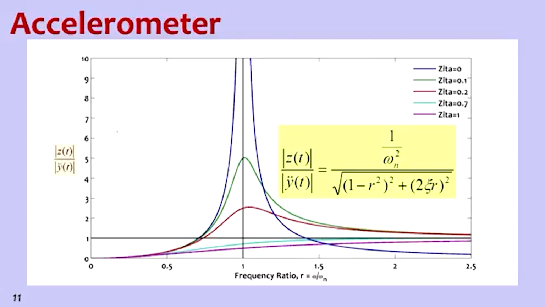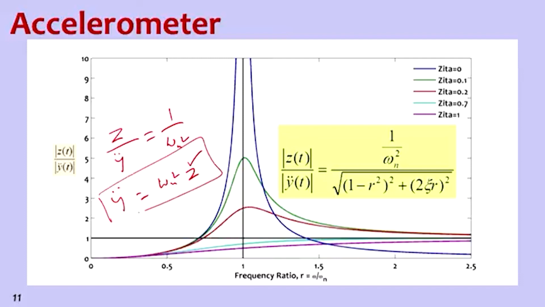So it is something like z by y double dot is equal to 1 by omega n square. So y double dot is equal to omega n square into z. So we are measuring z. Multiplying with omega n square gives us ground acceleration. Hence this is called an accelerometer.